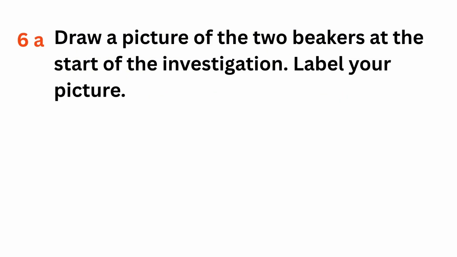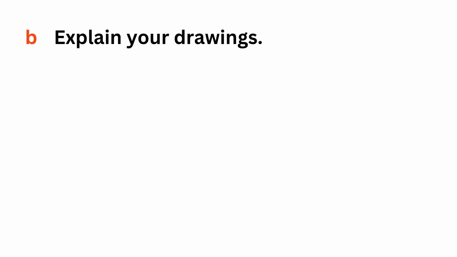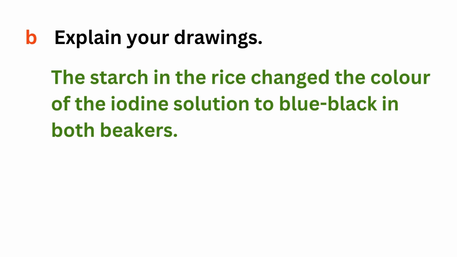Question 6a. Draw a picture of the 2 beakers at the start of the investigation. Label your picture. Question B. Explain your drawings. The starch in the rice changed the color of the iodine solution to blue-black in both beakers.